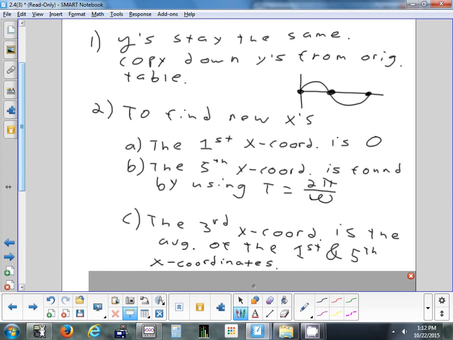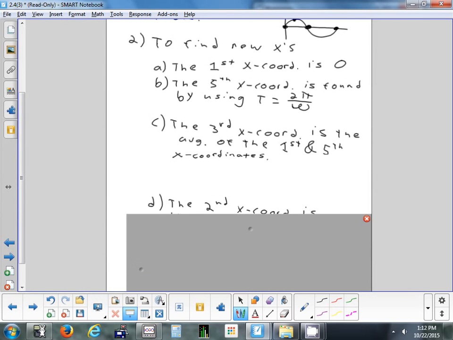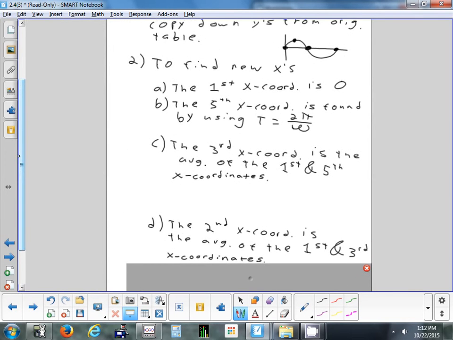And we're going to use the same kind of logic to get the rest. Where is the second coordinate relative to the first and the third? It's right in the middle of them. So once we have the third one, we can take the first one and the third one, average them, and that'll give me the second. So the second coordinate is the average of the first and the third.